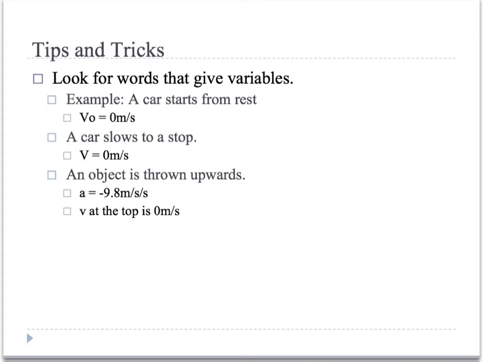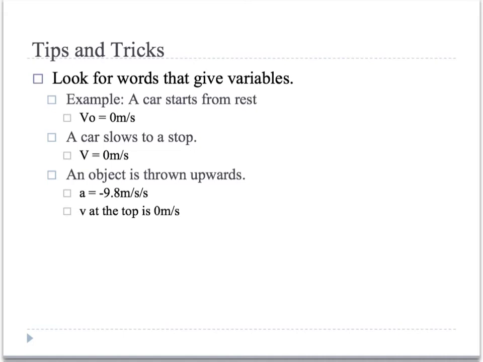A car slows to a stop. That means v is 0. Or on number 3, I'm actually going to save this discussion for free fall. But if you know something is falling on its own, it's not being launched by a rocket or you don't have a rocket pack on it, once something is traveling through the air on its own with nothing pushing or pulling it, then gravity is the only thing acting on it, and gravity always has the same acceleration, negative 9.8 meters per second squared.